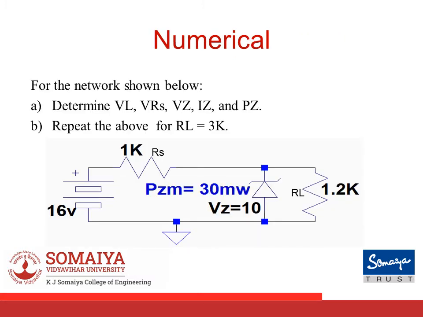Let's look into a numerical based on the above concept. Here we are supposed to determine the voltage drop across the load resistance, series resistance and Zener, along with the current flowing through the Zener and power dissipated in the Zener. We are supposed to do this for two values of load resistance, one 1.2K and the other being 3K.